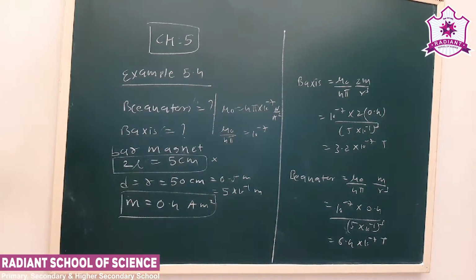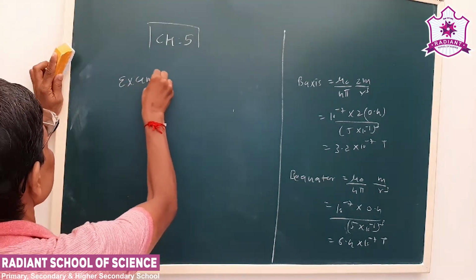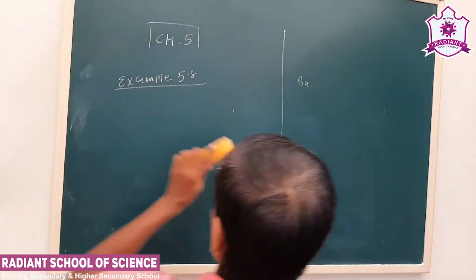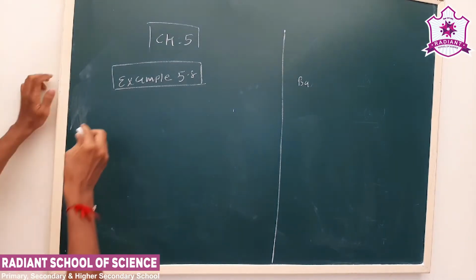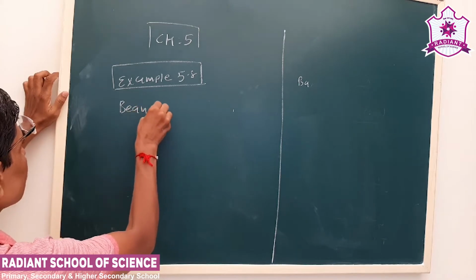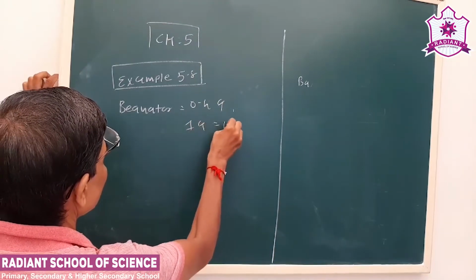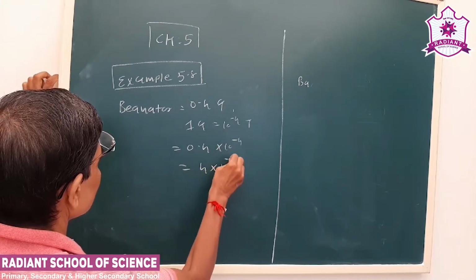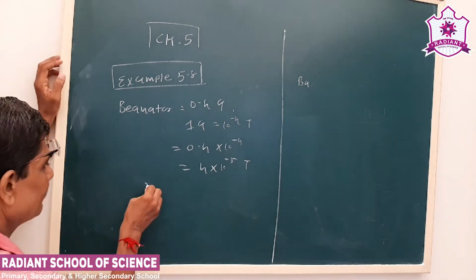Now we take the next example, that is example number 5.8. Earth's magnetic field on the equator is given as 0.4 Gauss. Now we have to remember that 1 Gauss is 10 to minus 4 Tesla, so 0.4 into 10 to minus 4. Estimate the Earth's dipole moment, that is m.